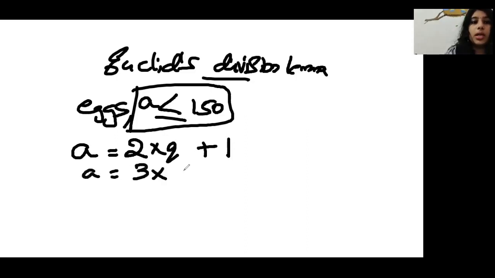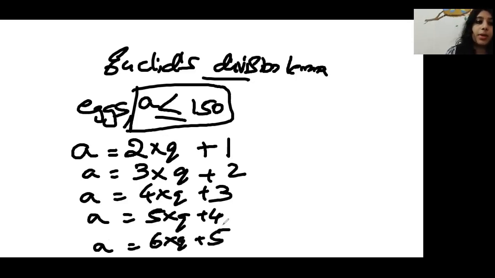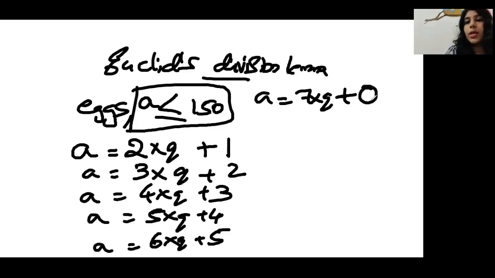Counted in threes, 2 is remaining. Next he said counted in 4, 3 is remaining. Next he said counted in 5, 4 is remaining. Next he said counted in 6, what is remaining? 5 is remaining. Then he said when counted in sevens, nothing is remaining. Nothing is remaining means 0 is remaining.